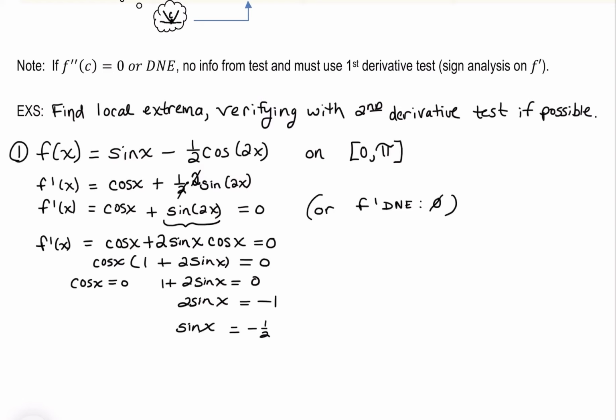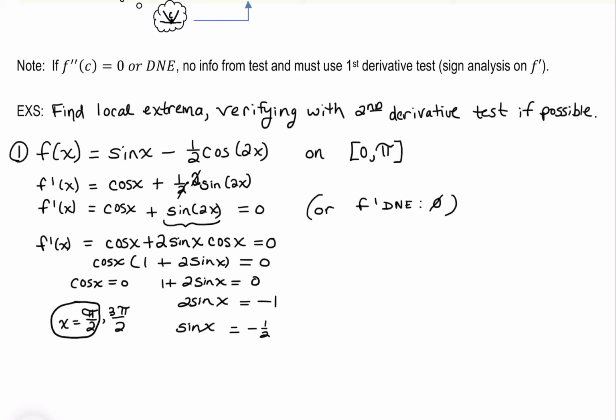All right, well, cosine is equal to 0. Cosine of x is equal to 0 at x equals pi over 2, and then at 3 pi over 2, but we're really just on the interval from 0 to pi here. So really, I only want that first one, just the pi over 2.